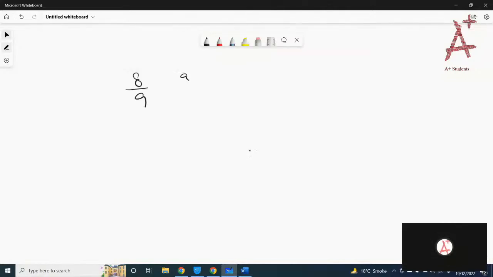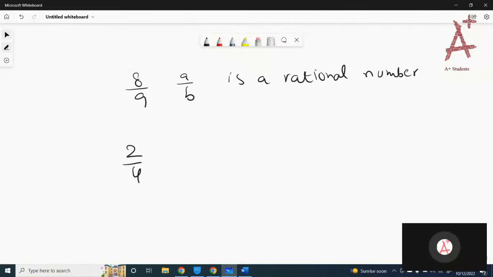It is written in the form a by b, isn't it? That means 8 by 9 is a rational number. Got it? So 8 by 9 is a rational number. Yes, it is rational. Very good, Ellie. Okay, the next one is 2 by 4. So is 2 by 4 a rational number or an irrational number? Again, 2 by 4 is written in the fractional form. So that means it is a rational number. Got it?